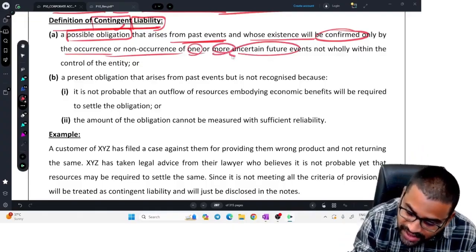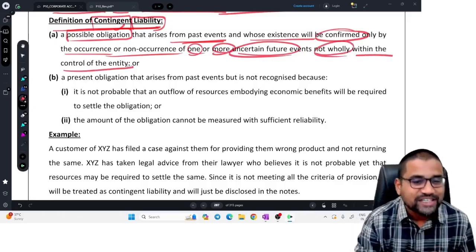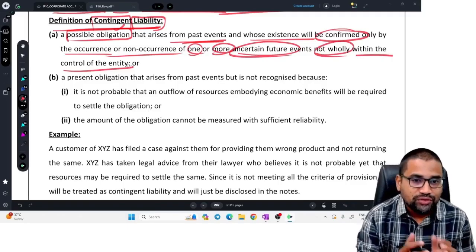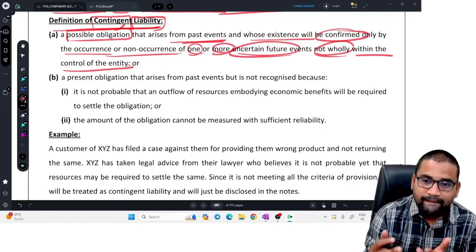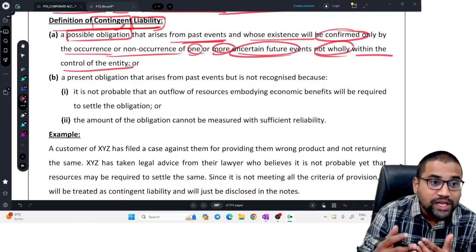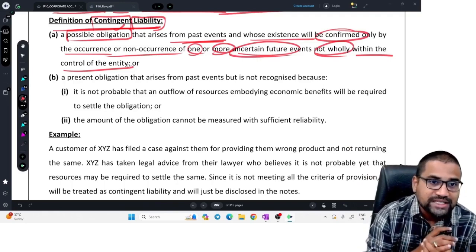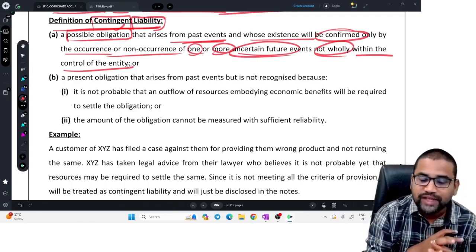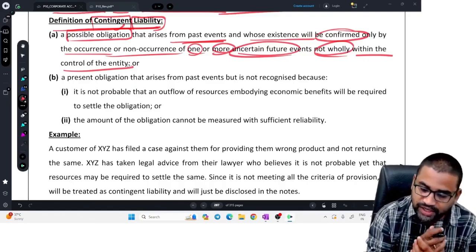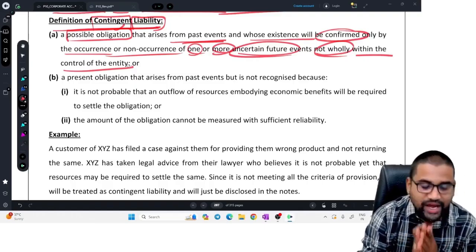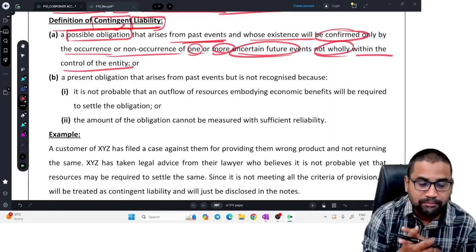or more uncertain future events, not wholly within the control of the entity. So whether obligation will come into existence or not, which is confirmed only by the occurrence or non-occurrence of one or more future events, not wholly within the control of the entity. So as of now, there is no obligation. But in future, an obligation may come.